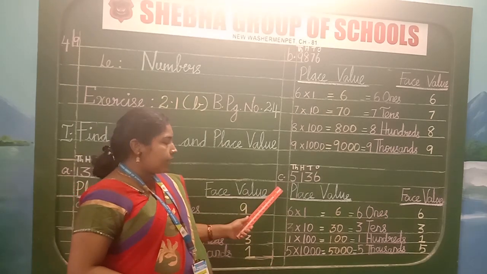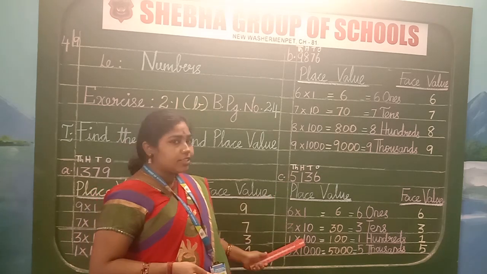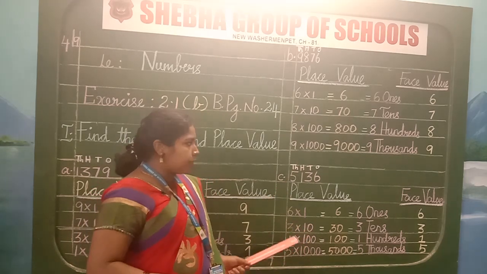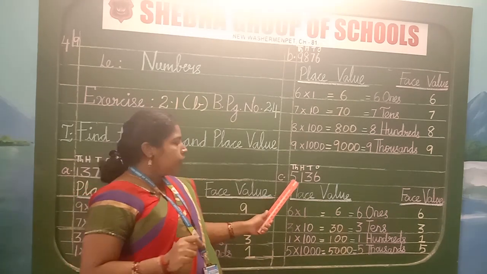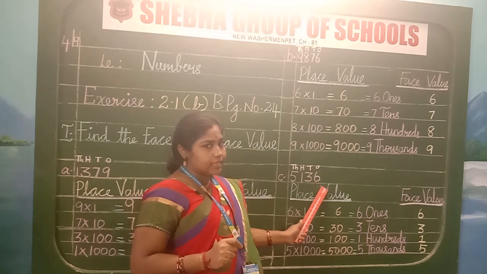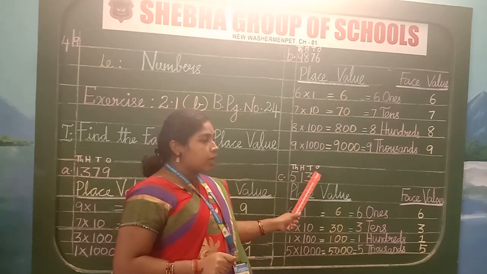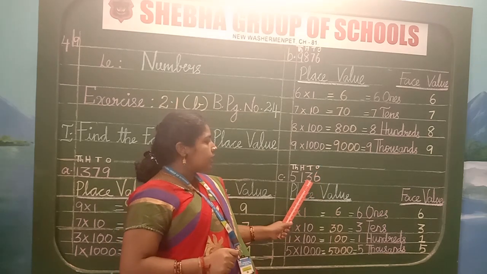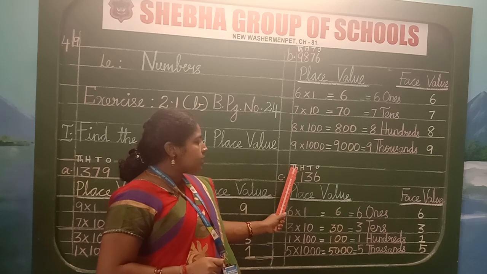Now take again a fresh page. You won't have sufficient space to write, children. So take the next fresh page. Write the serial number as C. 5, 1, 3, 6. Now again sharpen your pencil. Write the place value for 6 as ones, 3 as tens, 1 as hundreds, and 5 as thousands.